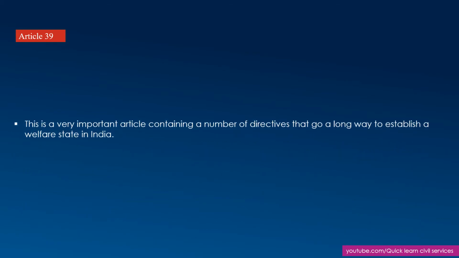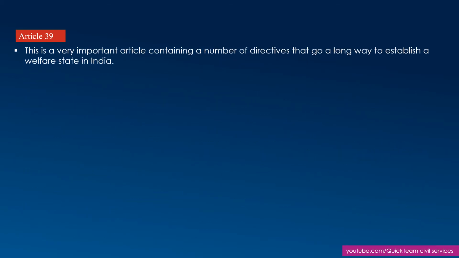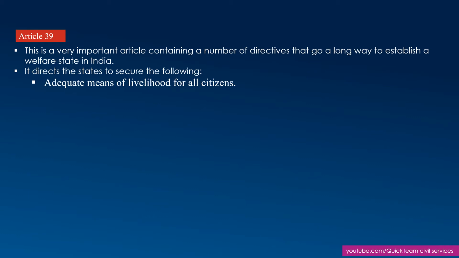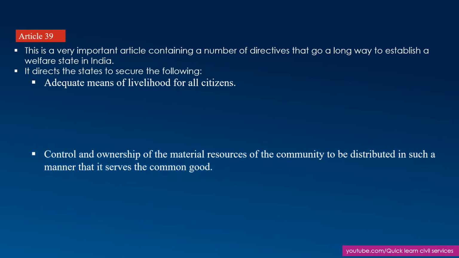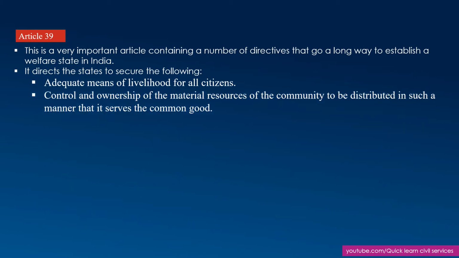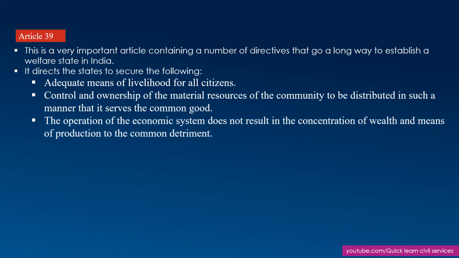Article 39. This is a very important article containing a number of directives that go a long way to establish a welfare state in India. It directs the state to secure the following: adequate means of livelihood for all citizens. Control and ownership of the material resources of the community to be distributed in such a manner that it serves the common good. The operation of the economic system does not result in the concentration of wealth and means of production to the common detriment.